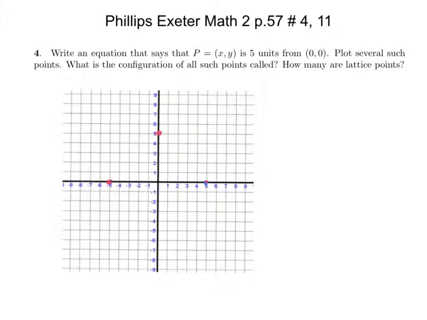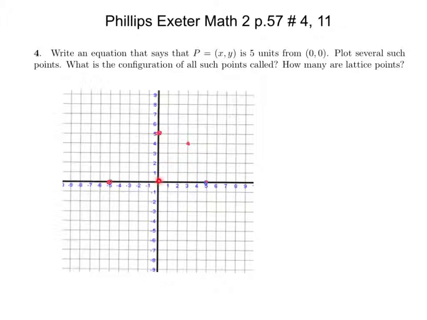Yes. 3, 2. Wait, 3, 4. 3, 4. How do you know that 3, 4 is 5 units from 0, 0? Makes a 3, 4, 5 right triangle. Right, because we have this triangle here. This has to be 5 because we have a 3 here and a 4 here. So we have a 3, 4, 5 right triangle right there.